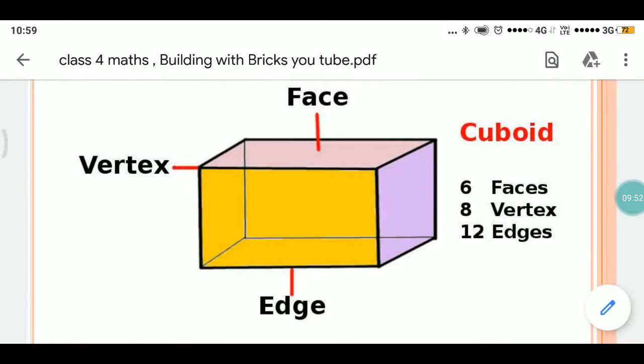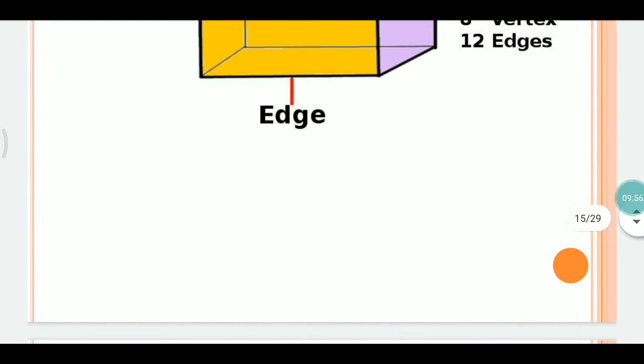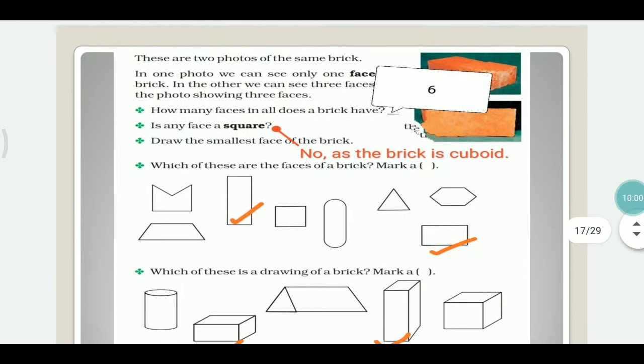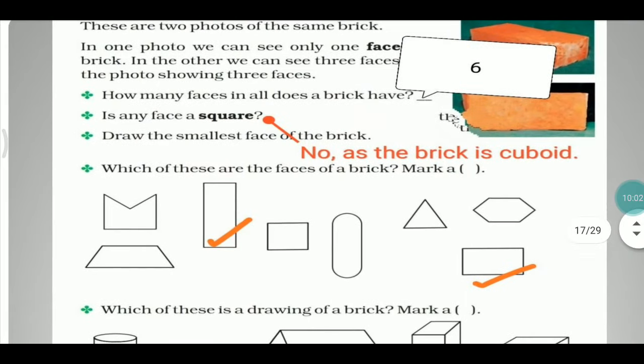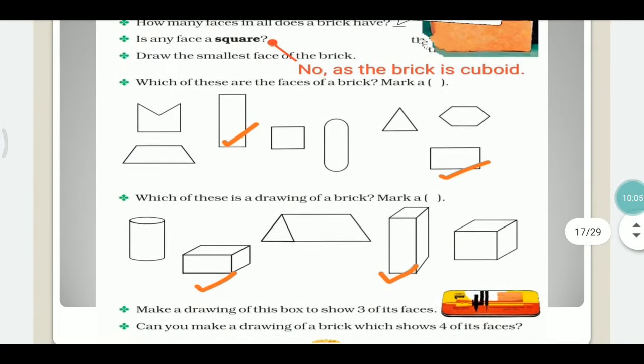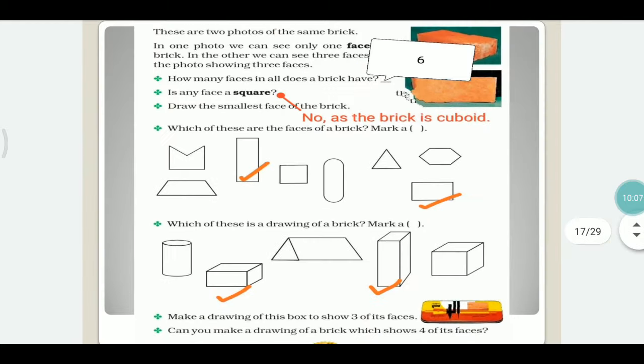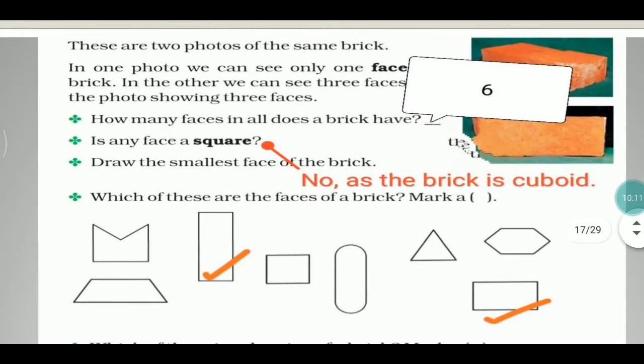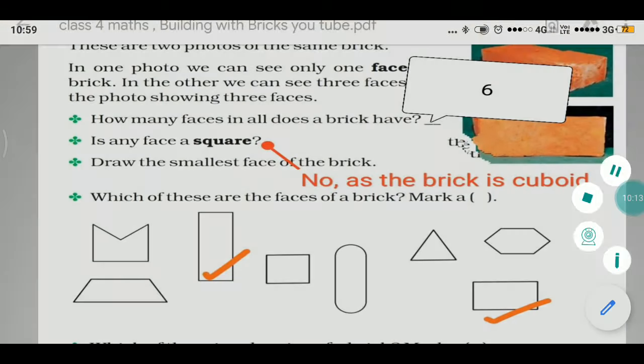Now look at page number 17. How many faces in all does a brick have? And the answer is 6. Is any face square? No, as the brick is a cuboid. Cuboids are made from 6 rectangles. Draw the smallest face of the brick. Look at the brick and draw it.